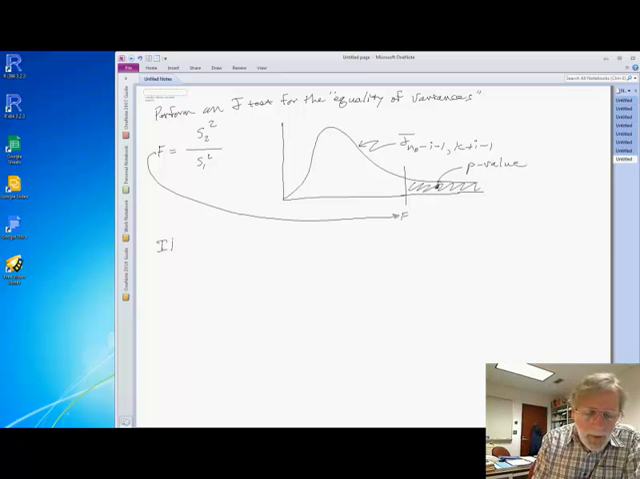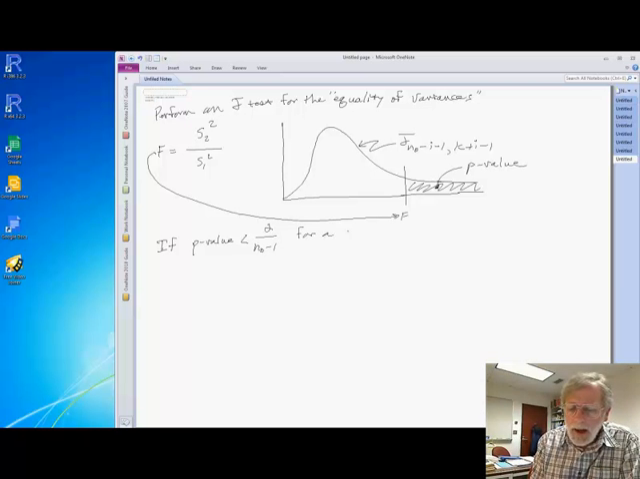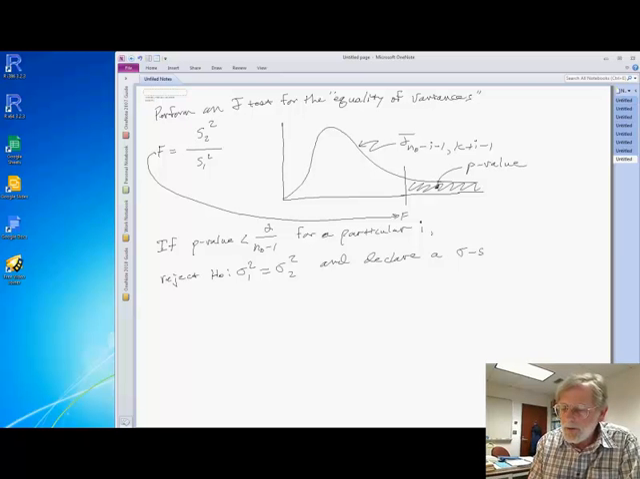If the p-value is less than alpha over n naught minus 1 for a particular I, reject h naught that sigma squared 1 equals sigma squared 2 and declare a sigma shift.